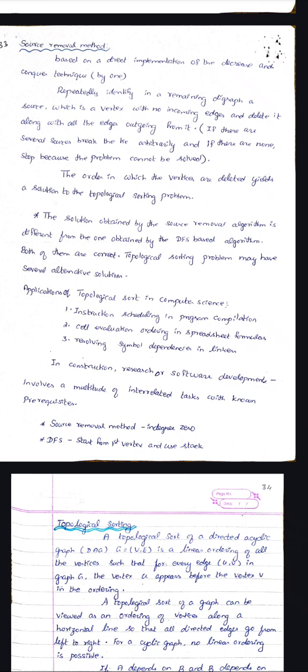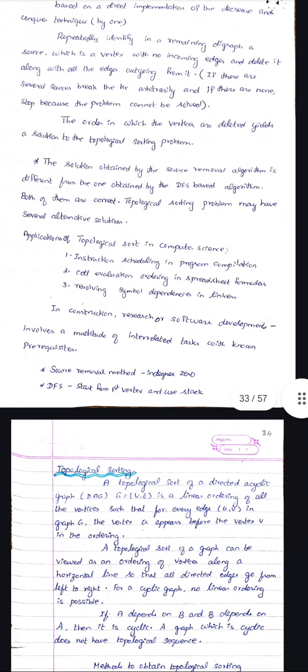The solution obtained by the source removal algorithm is different from the one obtained from the DFS based algorithm. Both of them are correct. The topological sorting problem may have several alternative solutions.